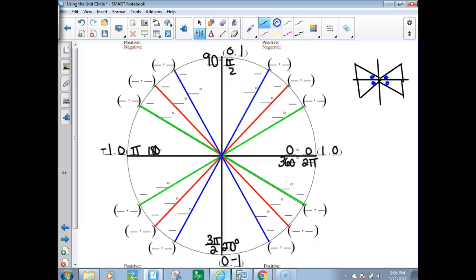Do our pi over 4s now. All my red ones. Go to the middle ones, which are 45 degrees. 45 in radians is pi over 4. Square root of 2 over 2, square root of 2 over 2. All the red ones are going to match that, except we got to figure out how to label it.